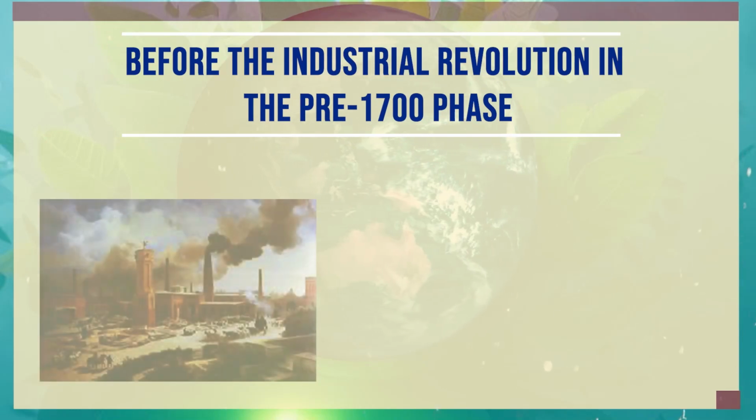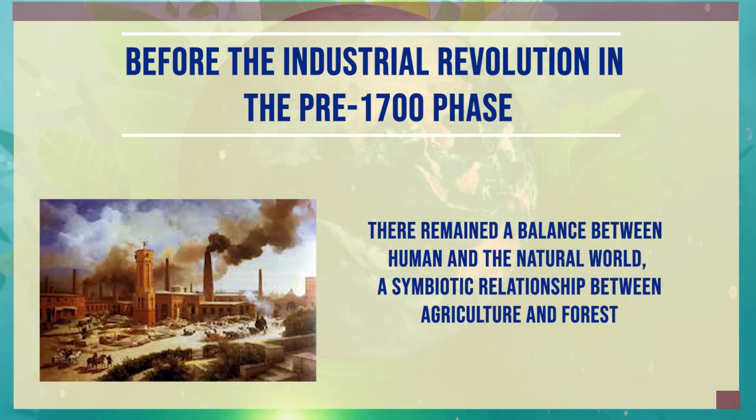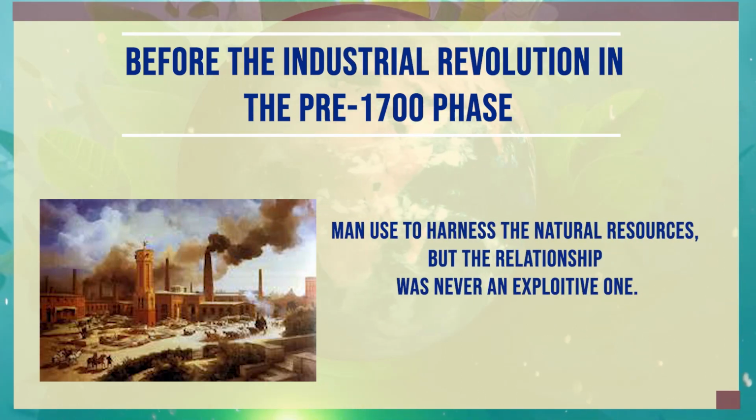The concept of environment-based education was very old in our culture, whereas in the Western world, the concept was primarily opined by Rousseau in his novel Emile, or Treatise on Education, published in the year 1762. Before the Industrial Revolution, in the pre-1700 phase, there remained a balance between humans and the natural world, a symbiotic relationship between agriculture and forest. Man used to harness the natural resources, but the relationship was never an exploitative one.